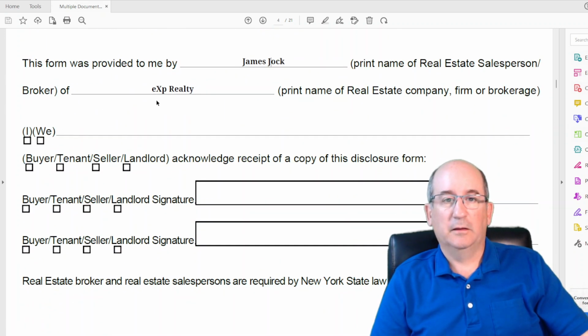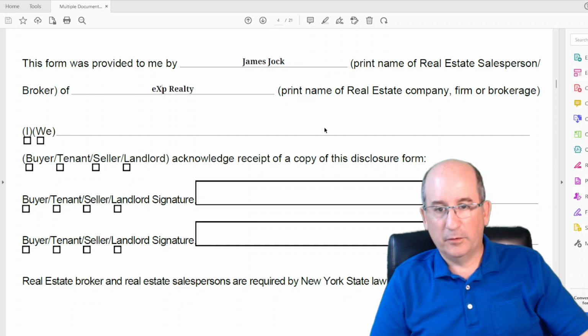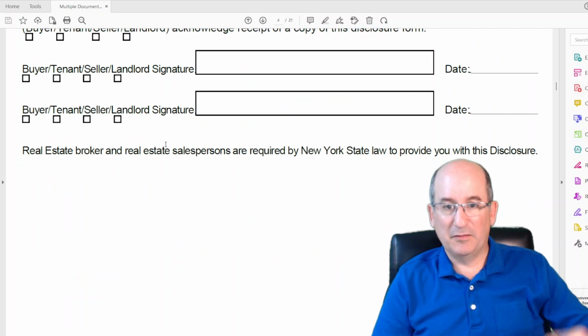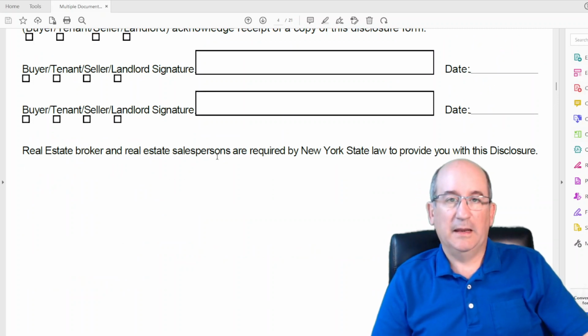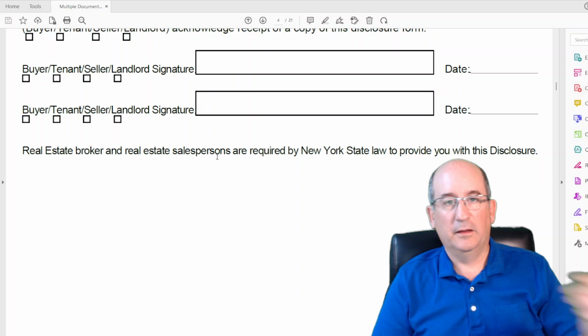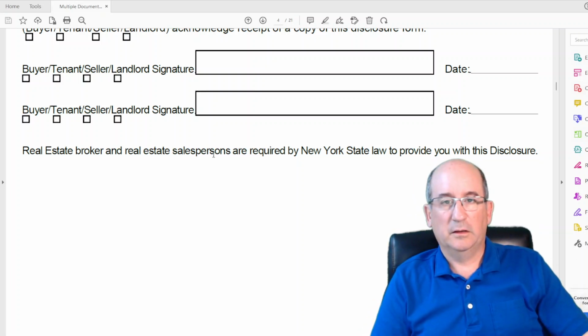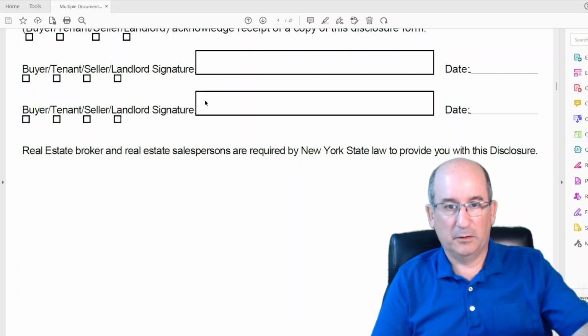I'm Jim Jock, eXp Realty. I'll have their name in here, or I'll put it in. I'll click if they're the seller, and then I'll have them sign. And then I've complied with this disclosure form. I like to give them a copy of it as well. Anytime you have a client sign anything, they should get a copy. Matter of fact, I even have it on my folder checklist for listings, and once I'm under contract, I always copy the client.